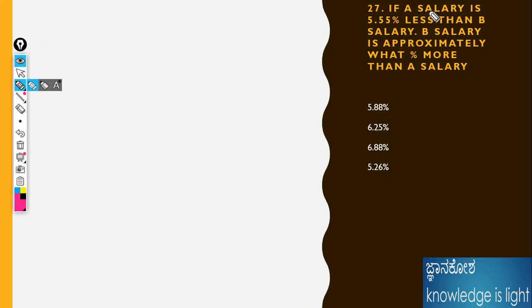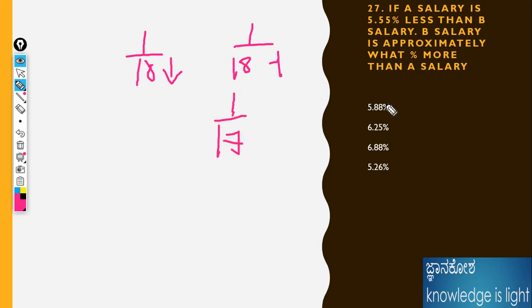If A's salary is 5% less than B's salary, for a shortcut I will note down 5, and 5% is 1 by 18, isn't it? If salaries are decreasing, then for the more salary it is n minus 1, that is 18 minus 1, that means 1 by 17, and 1 by 17 is 5.88%, which is the answer.